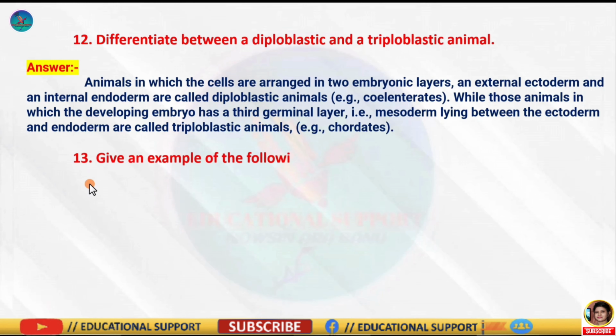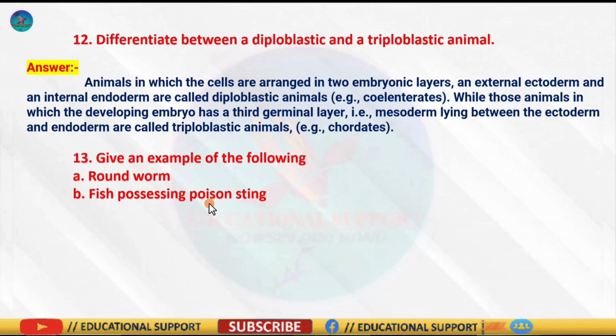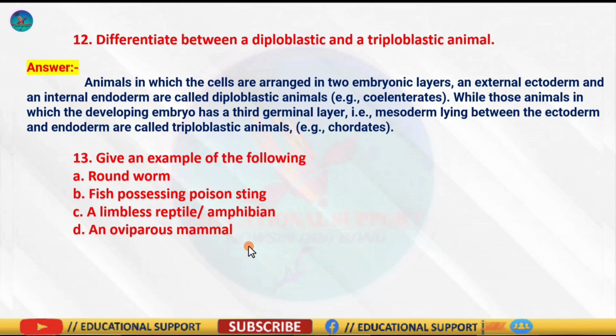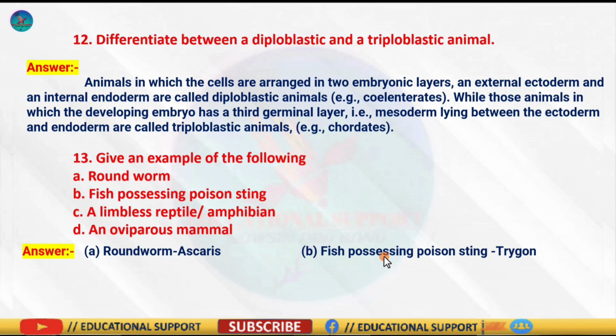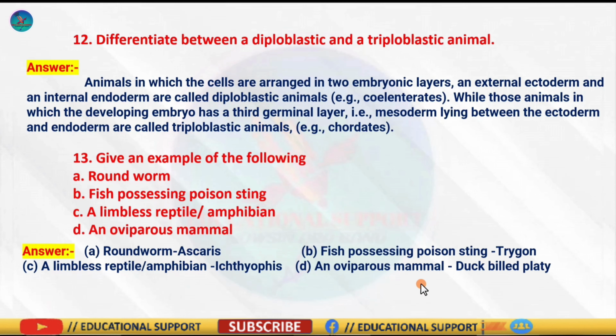Question number 13 is, give an example of the following. Roundworm, fish possessing poison sting, a limbless reptile or amphibian, and the last one is an oviparous mammal. So, option A, roundworm is Ascaris. Fish possessing poison sting is Trygon. Option C, a limbless reptile or amphibian is Ichthyophis, and oviparous mammal is duck-billed platypus.